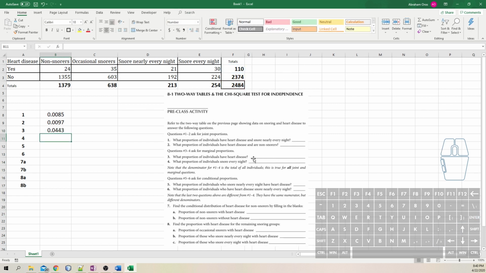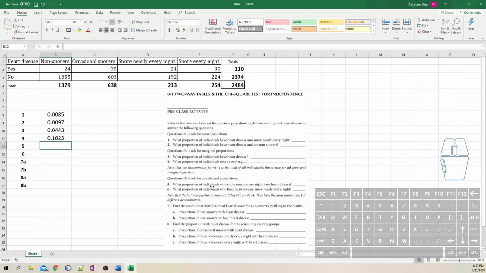Number 4, what proportion of individuals snore every night? Snore every night is right here. That's these two groups. So we're going to say this cell, or this marginal number here, 254, divided by the grand total. And that's your number.